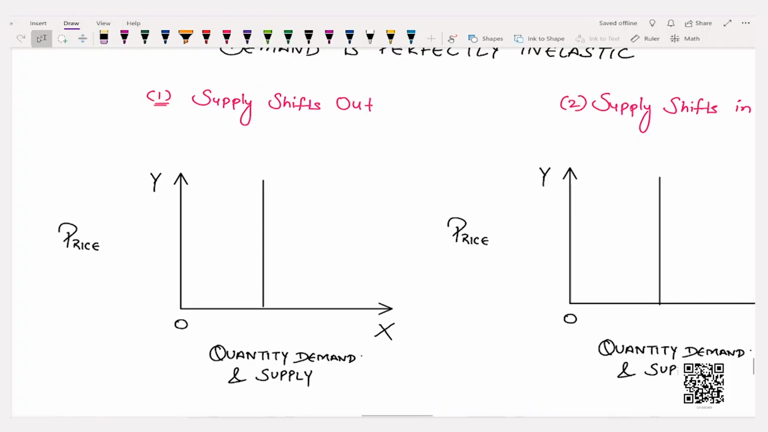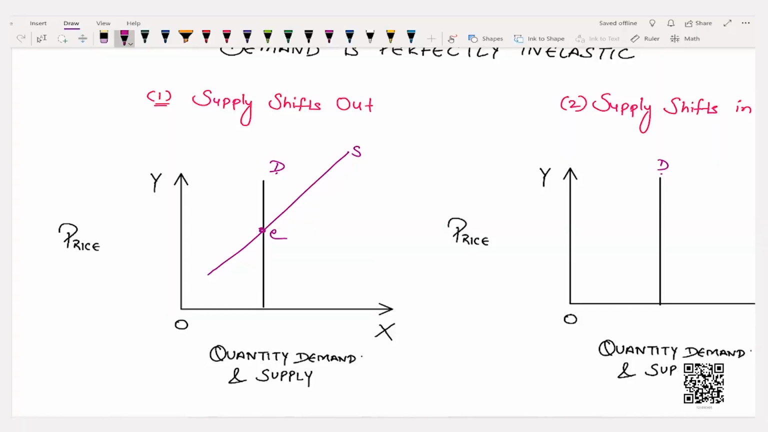Now we will move on to the cases where demand or supply will be perfectly inelastic. So a perfectly inelastic curve is parallel to the y-axis. So I have this demand curve which is parallel to the y-axis, and then we have cases of supply shifting out or supply shifting in. So this is our supply curve, which is an upward sloping curve because of the law of supply.